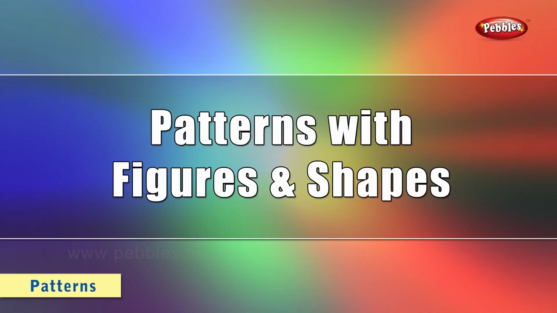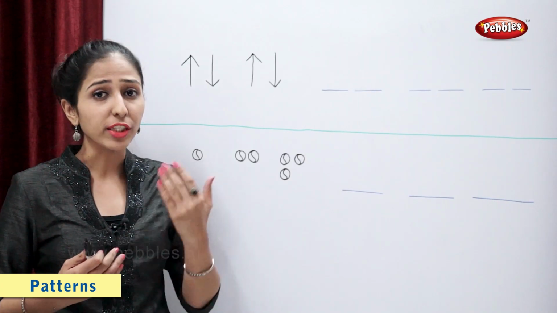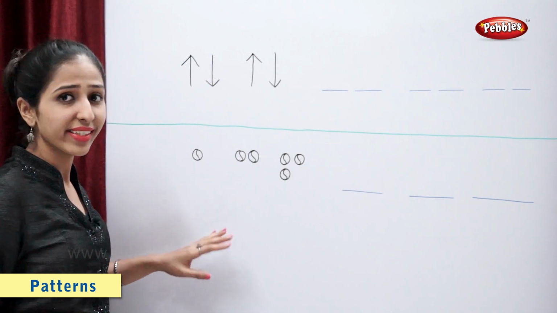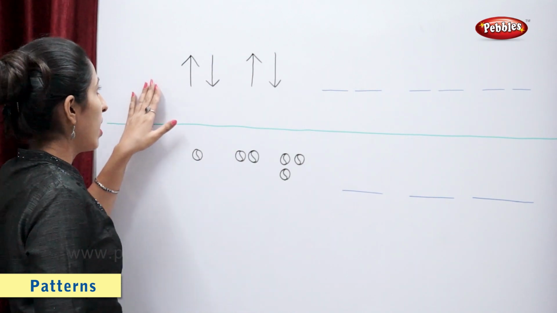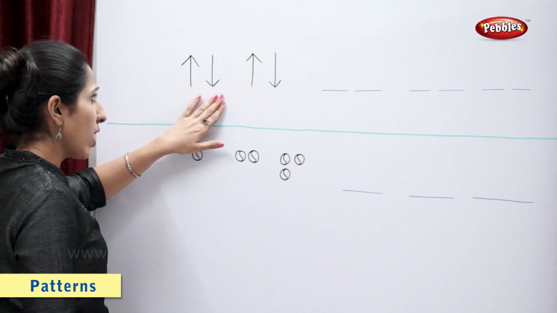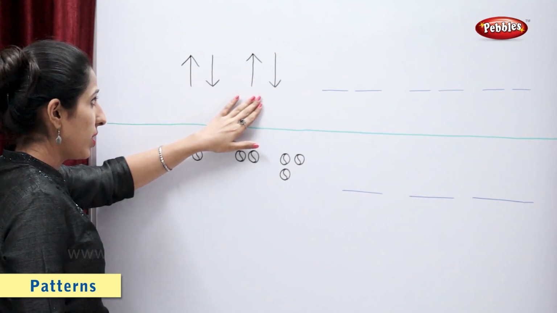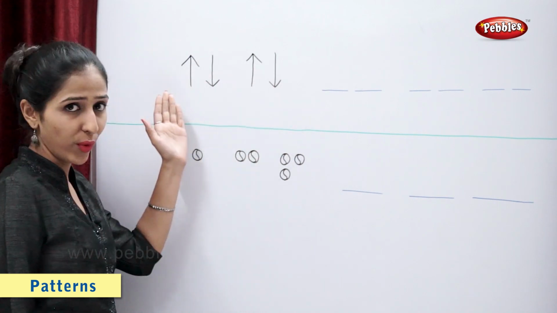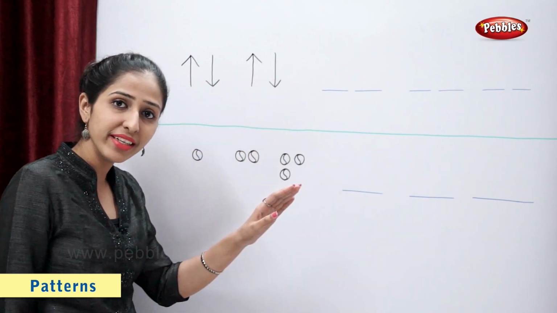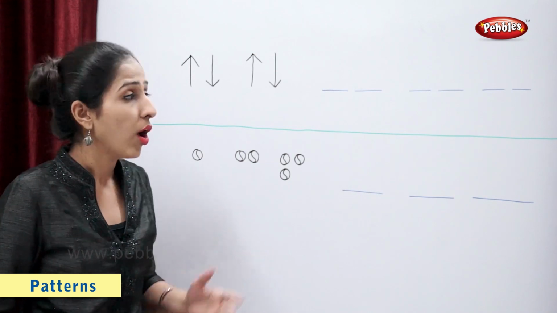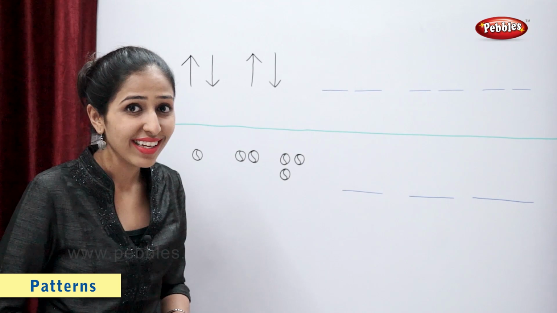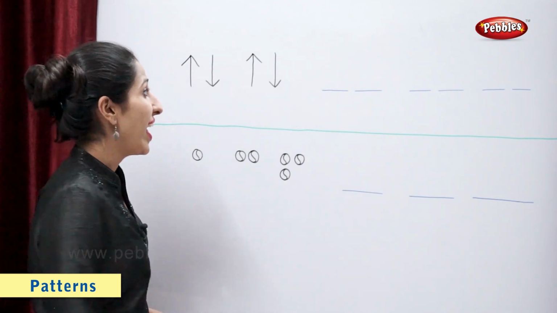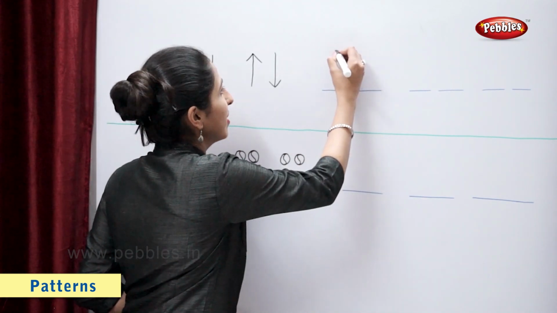Patterns with figures and shapes. Students, now I need your help to solve these examples. In the first example, we have an up arrow, a down arrow. So, this is a pattern. So, tell me students, what should come next to complete this pattern? Correct. An up arrow.